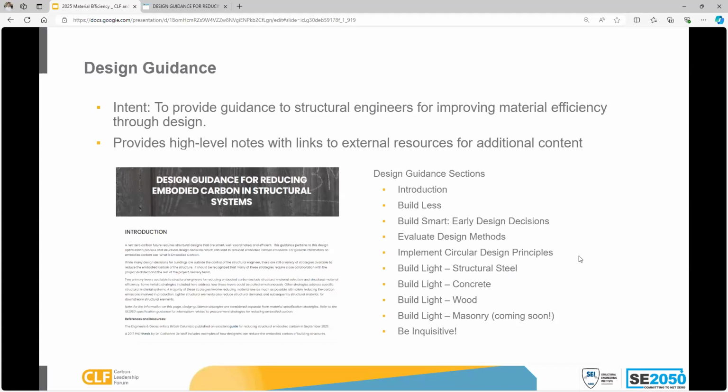The guidance is organized generally by timeline, so start to finish of a project. So basically highlighting that some of the most significant impact can be made during the early design stages. But as you progress through a project, then your decisions become more and more refined. So the guidance is laid out in that way.